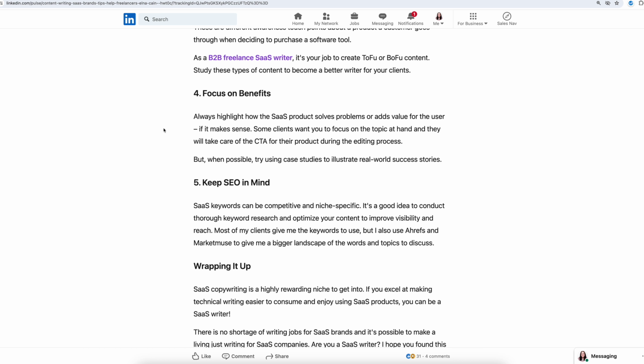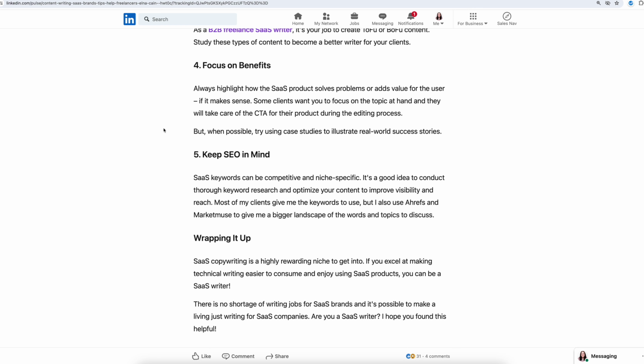You want to focus on the benefits, right? You're highlighting the SaaS product that solves problems or adds the value for the user. Of course, if it makes sense. And there are some clients that want you to focus on the topic at hand, and they will take care of the CTA for their product during the editing process. This happened to me with one of my newest clients. I wrote about a product, and then they added their own CTA for their product at the bottom.